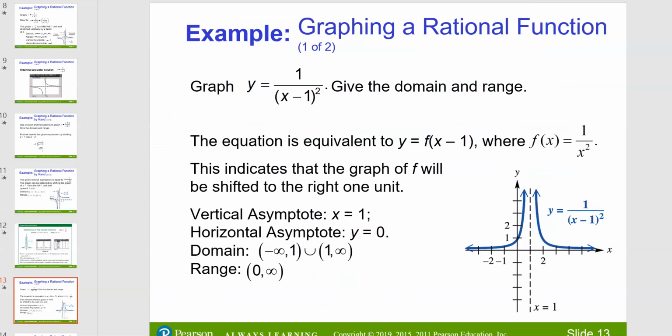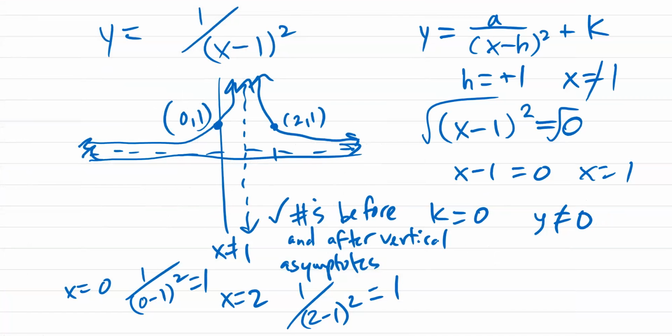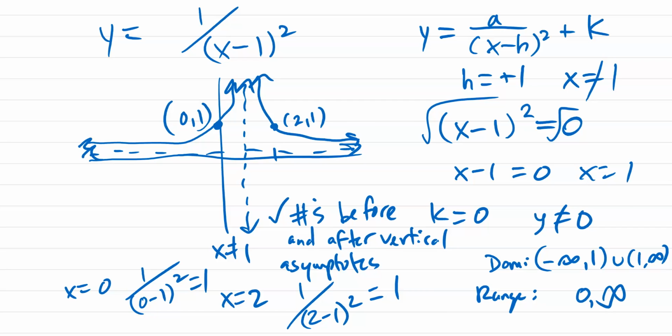How did we do? Shifted over 1. Domain, range. Domain was negative infinity to 1. I probably should write that down. So our domain this time, the hole's at 1, so negative infinity to 1, or 1 to infinity. Our range is different because it doesn't go down forever. It just goes from 0 to infinity.